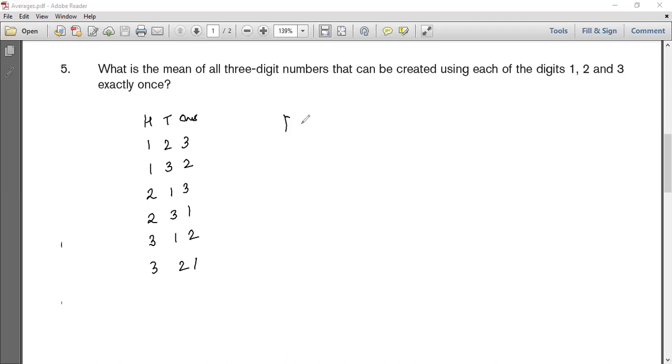Now we find the mean. Mean is the sum of all the observations over the number of observations. So let's add them up. The sum is 1332, over 6 numbers, and if I solve this, I get 222. So that's my answer for question number 5.